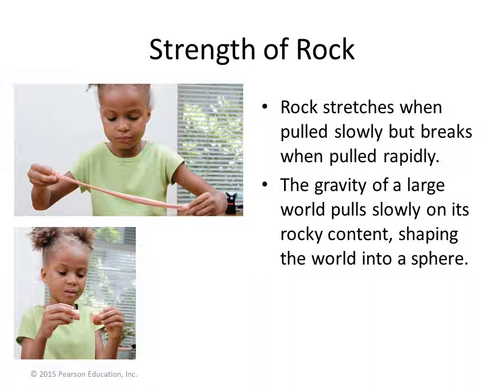So the gravity of a large planet like ours will pull slowly on the rocky content, shaping it into a sphere. The slow pulling together actually causes the spherical shape. And of course, gravity is the biggest influence there.